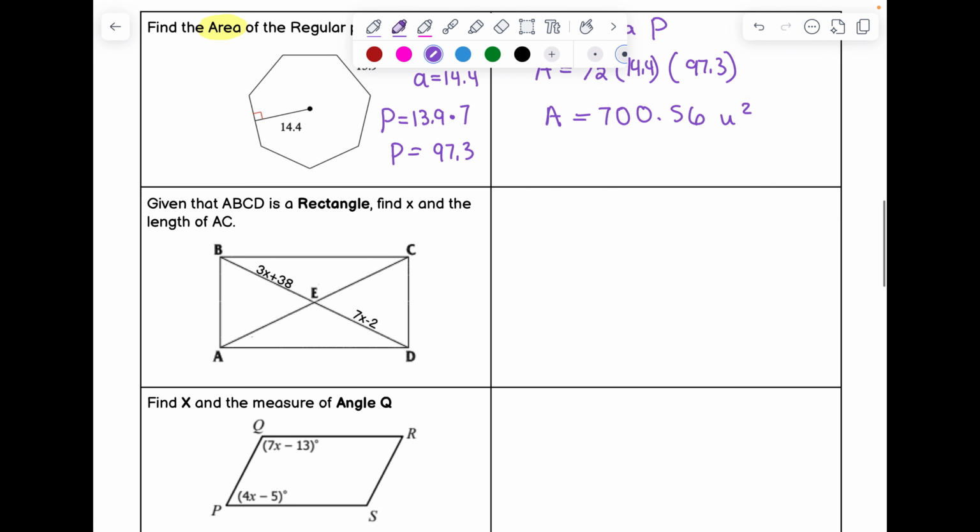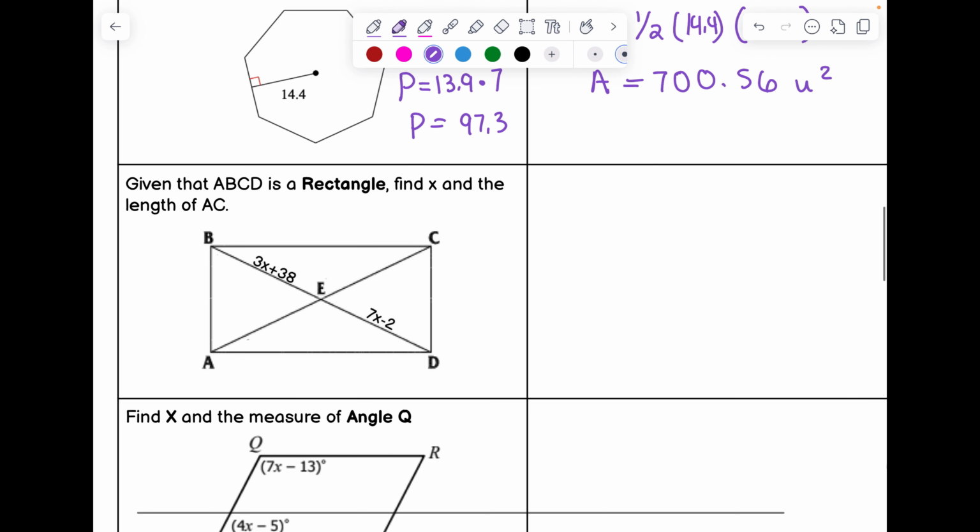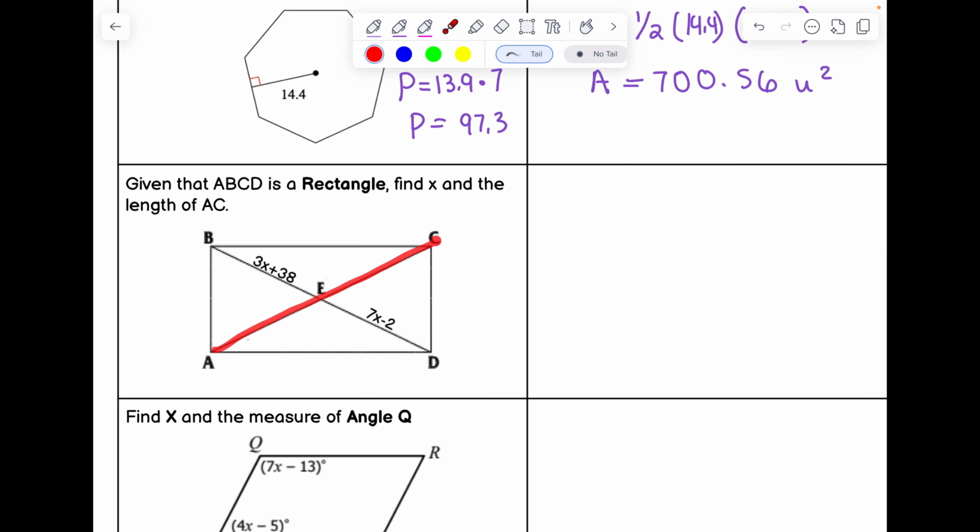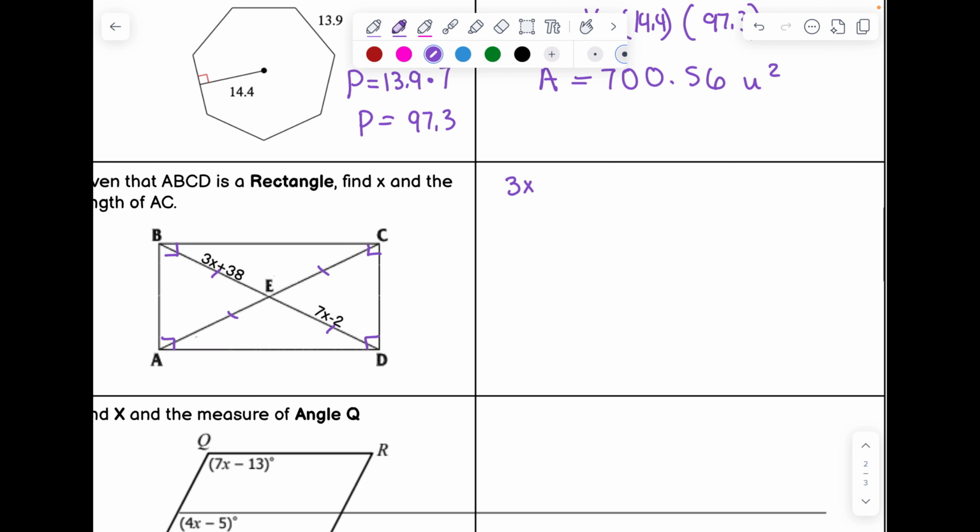So now it says, given that ABCD is a rectangle, find x and the length of AC. So first we're going to find x. Well, in a rectangle, we know it has all right angles and congruent diagonals. So what we can do, if the diagonals are congruent, that means their halves are congruent because the diagonals bisect each other. We can say 3x plus 38 equals 7x minus 2.